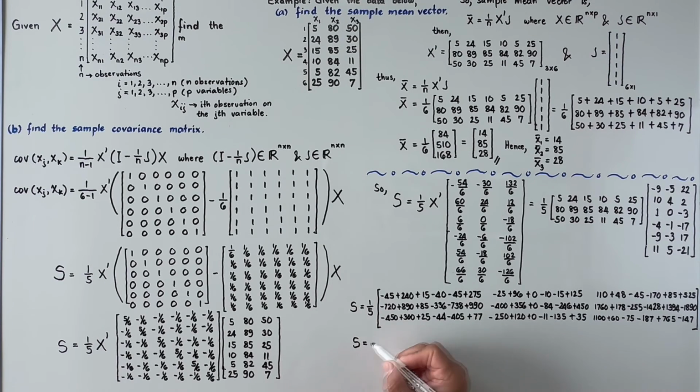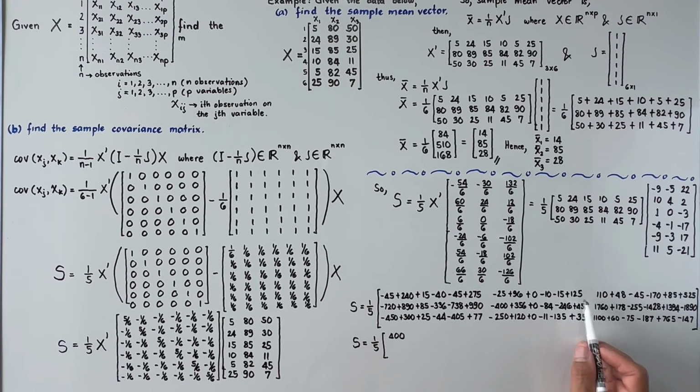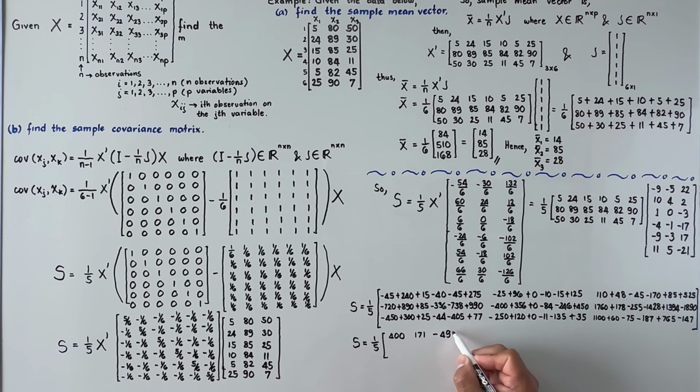And then simplifying this sample covariance matrix S, we have 1/5 of this matrix. So if we add these 6 numbers here, that is equal to 400. And then adding also this one, we have 171. Also combining these 6 numbers here, that is negative 497. Also these 6 numbers, that is equal to 171. And this one also, this is 76.